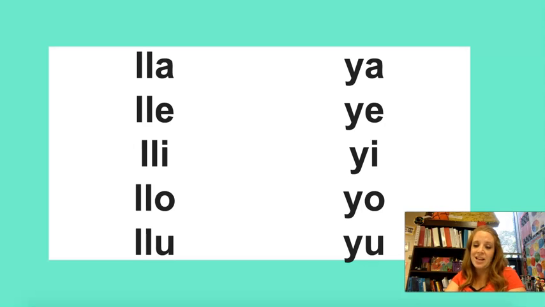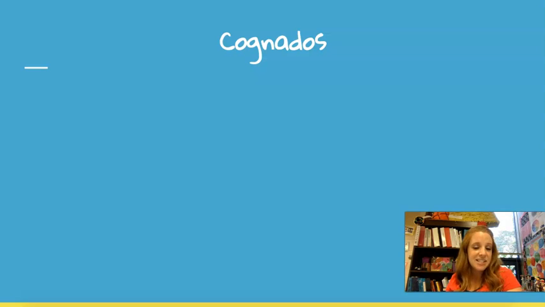Okay, muy bien, clase. One of the quickest and easiest ways to become fluent is to study cognates. In Spanish, these are called cognados. Basically, a cognate is a word in one language that looks and sounds a lot like a word in another language, and it also has the same meaning. So if you can learn some cognates and start to learn these word patterns, it can make it easier and quicker for you to become fluent.